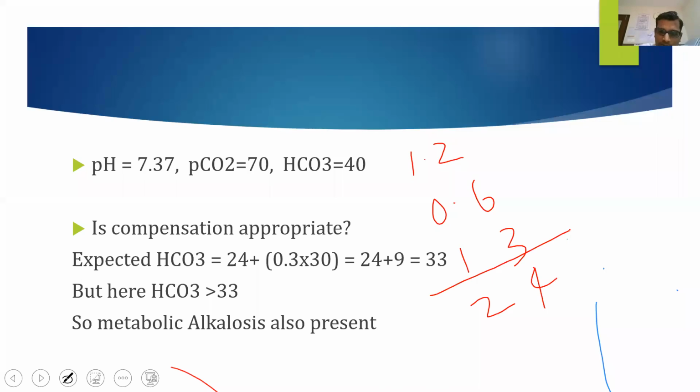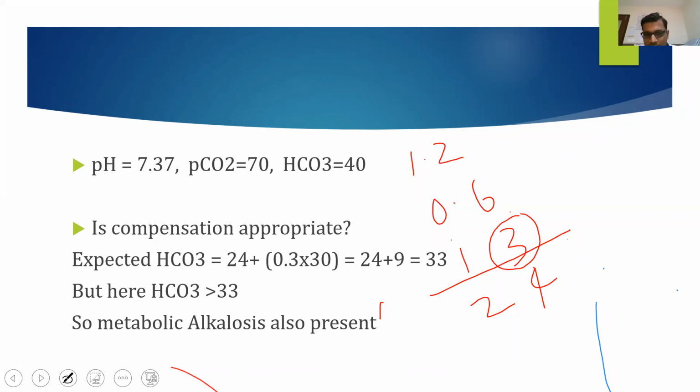So this is for metabolic acidosis. There will be 1.2 change in the CO2 per change in bicarbonate. Metabolic alkalosis: 0.6 change in bicarbonate per change in CO2. Acute respiratory acidosis, this is acute and this is chronic. In acute respiratory acidosis, there will be 1 change in bicarbonate per 10 CO2. In chronic respiratory acidosis, it will be 3 change per 10 CO2.